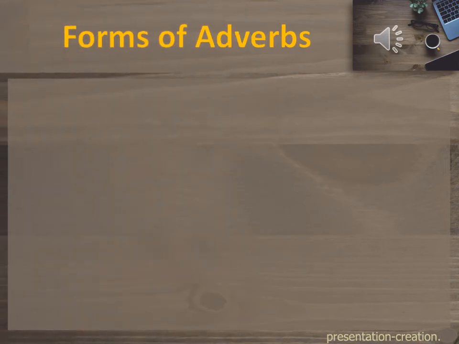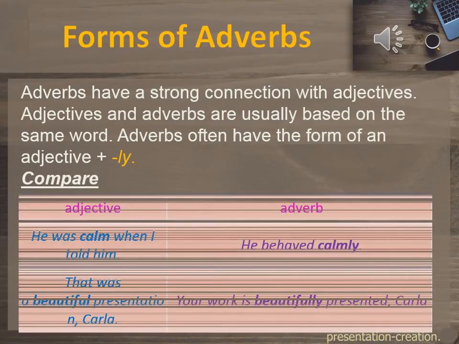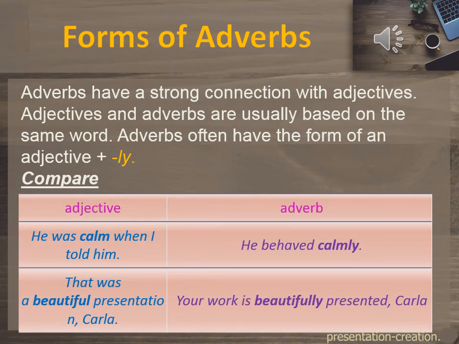How to form an adverb? Adverbs have a strong connection with adjectives. Adjectives and adverbs are usually based on the same word. So we form an adverb from an adjective plus the ending -ly. Please look at the table and read the examples.